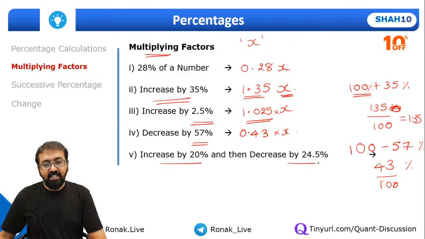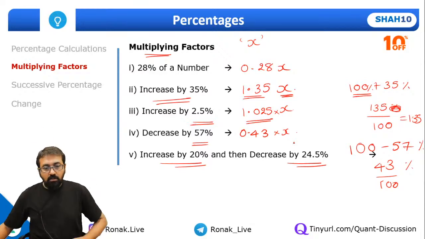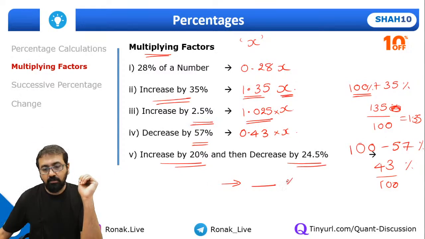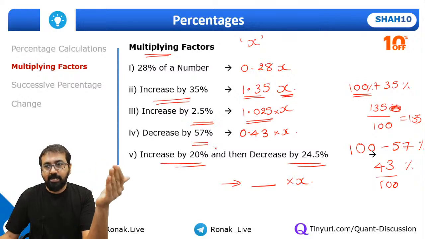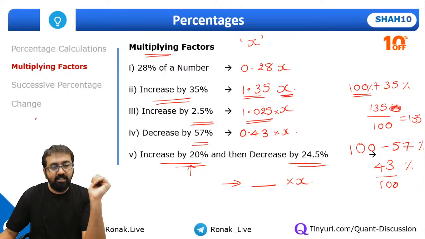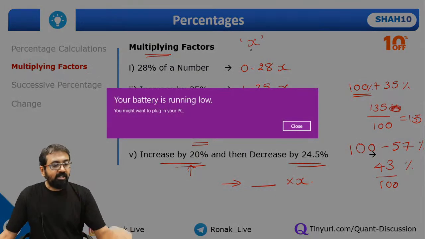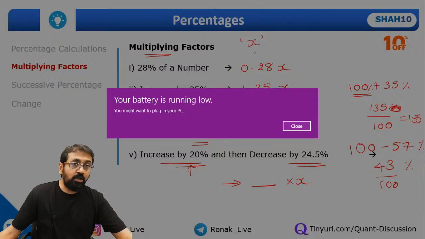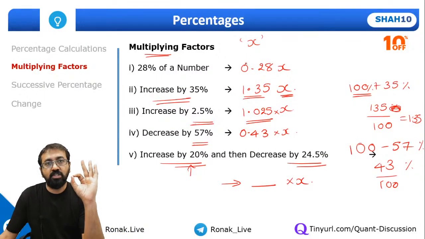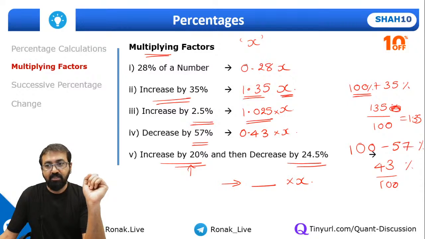Increase by 20% and then decrease by 24.5%, guys. What shall you do? Please quickly tell me. What will be the multiplying factor for this one? First of all, find out the net percentage change when you increase by 20% and decrease by 24.5%. If you have attended all my sessions on percentage, I had taught you a very important shortcut about successive percentage changes. You need to apply that. In case you missed that, don't worry, I'll revise it once again. But yes, I want you to give it a thought first.